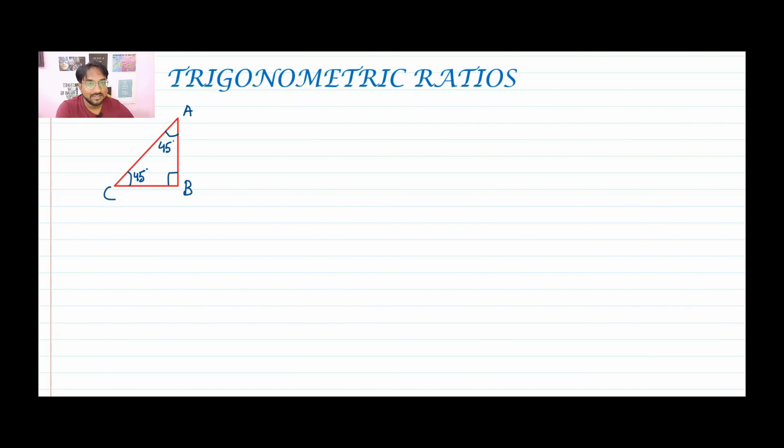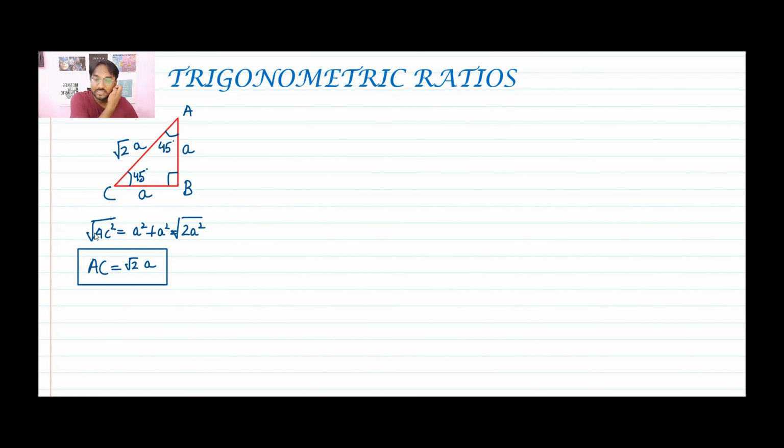Now if these two are equal, it means this is an isosceles triangle and the sides opposite to the equal angles are equal. It means BC and AB will be equal. So let's say this is small a, so this will also be small a. And then we can find out the hypotenuse AC using the Pythagoras theorem. So AC square will be equal to a square plus a square, which is equal to 2a square, and finally we can take square root on both sides. So we get AC equals square root of 2a square, a comes out, square root of a square is a. So this is square root 2a.